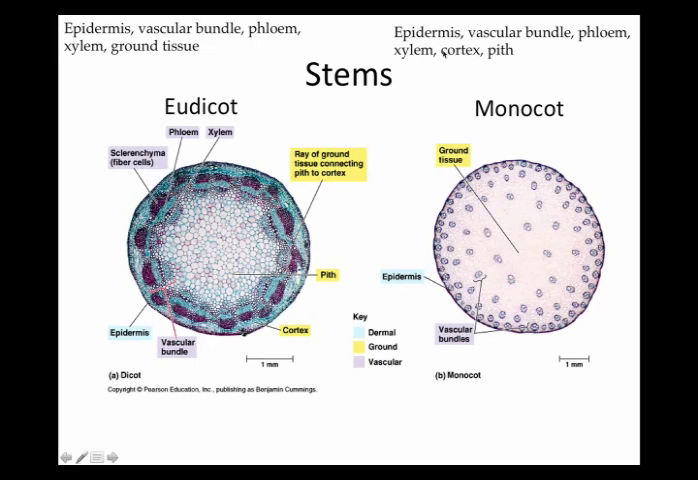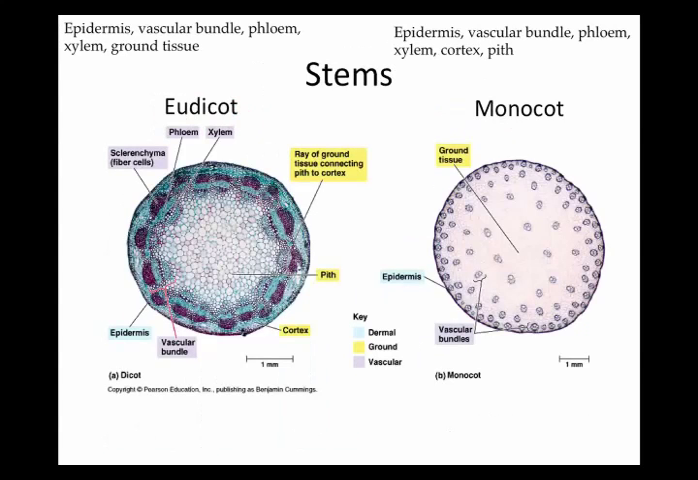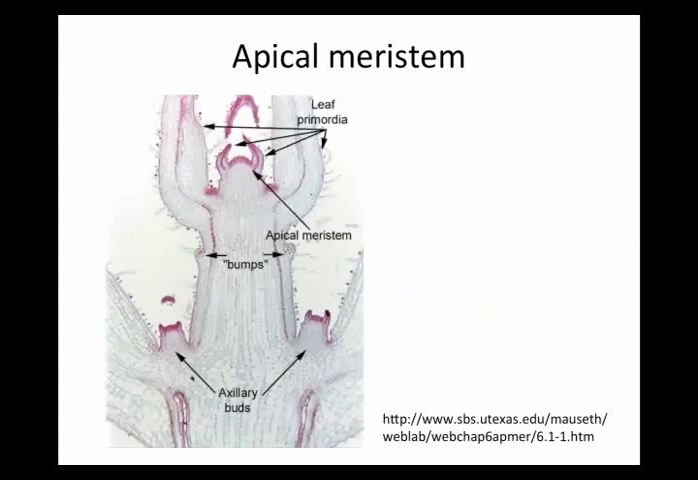And I'm not going to go through everything here. You can look at the labels to figure that out. That's different than roots. I'll come back to apical meristem in a minute. So these are the stems. These are the roots.